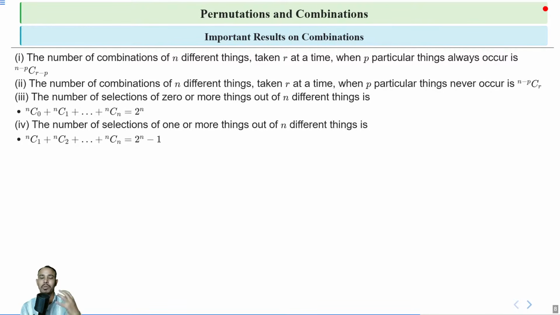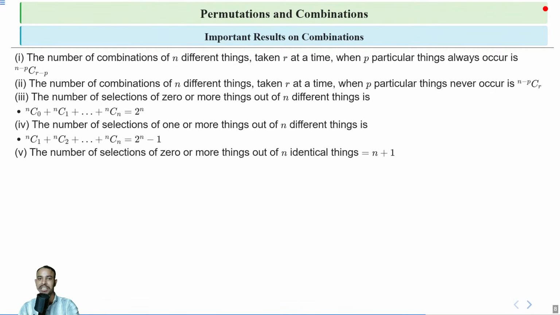And 2 to the power n minus 1 is equal to the binomial expansion nC1 plus nC2 plus dot dot dot plus nCn. So just keep in mind this formula: nC1 plus nC2 plus dot dot dot plus nCn equals 2 to the power n minus 1. This is the number of selections of one or more things out of n different things. Very important and very useful formula.